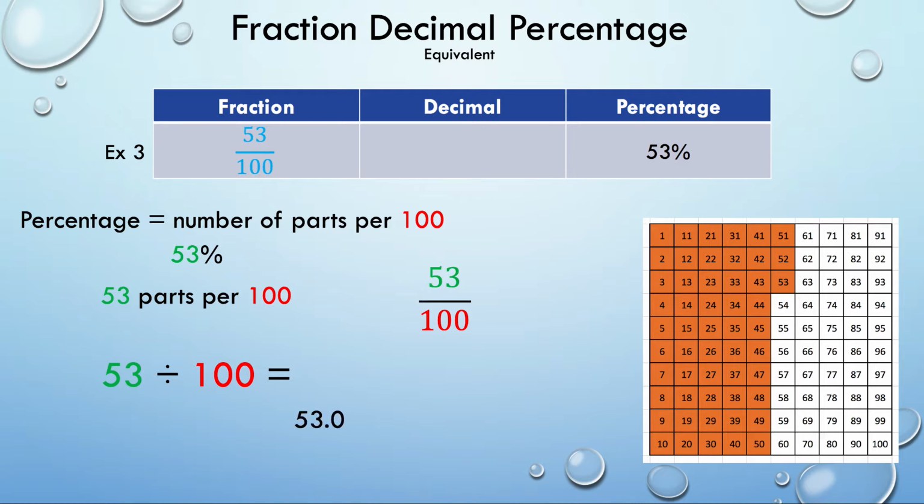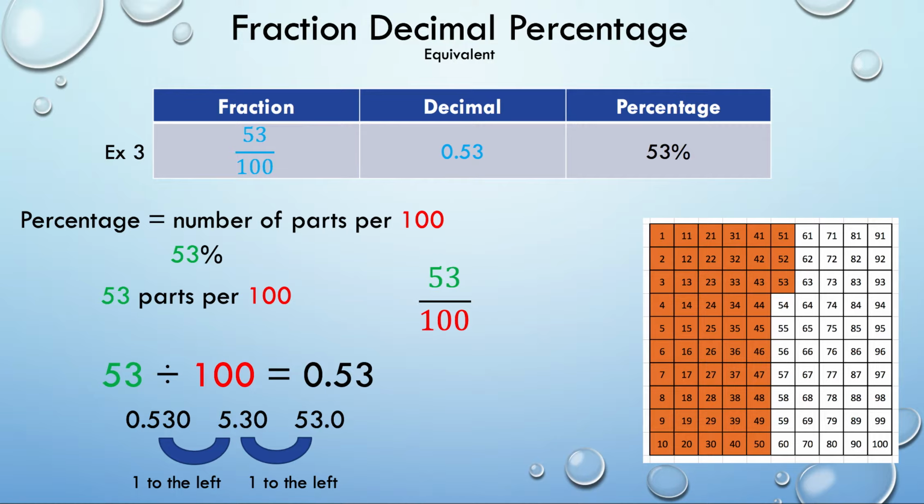So let's go ahead and write out our number, and then we're going to move 1 decimal to the left and 1 more. Why have we done 2? Well, because there's 2 zeros in 100. We move it to the left 2 times, and we have our answer: 0.53, or 53 hundredths.